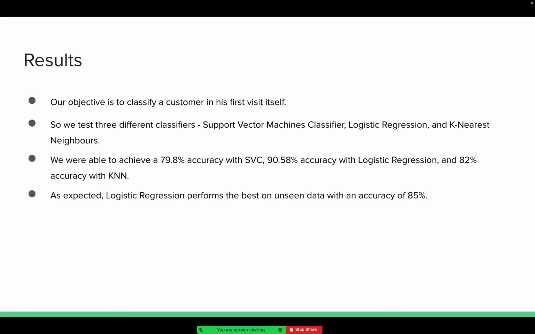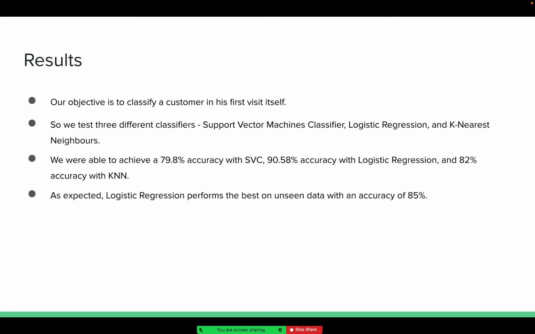Now moving on to our results. So our goal was to classify a customer after their first visit. So we tested three different types of classifiers. We have a support vector machines classifier, logistic regression, and K nearest neighbors. So basically we see that SVC ended up having 79.8% accuracy. Logistic regression had 90.58% accuracy, and the K nearest neighbors ended up having 82% accuracy.